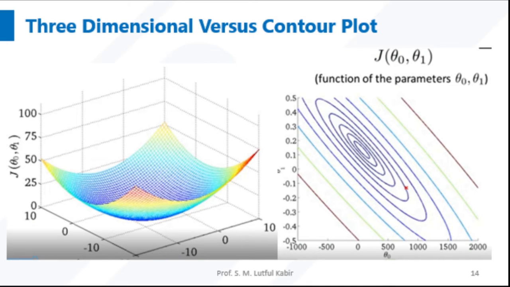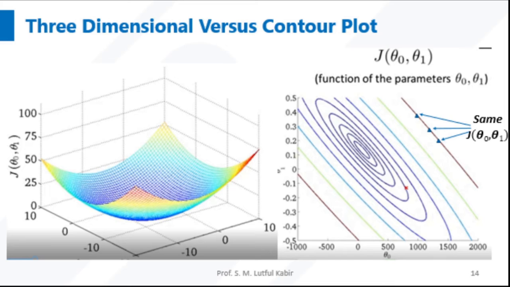Here is an example of a contour figure shown on the right, where the axes are theta 0 and theta 1, and each of these ellipses shows a set of points that take the same value for J. For example, these 3 points have the same value for J, and these points shown in the figure have the same J value. If you have not seen contour plots before, follow this discussion now.